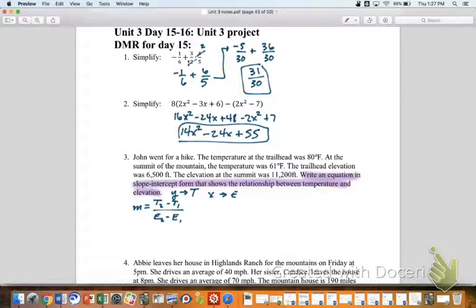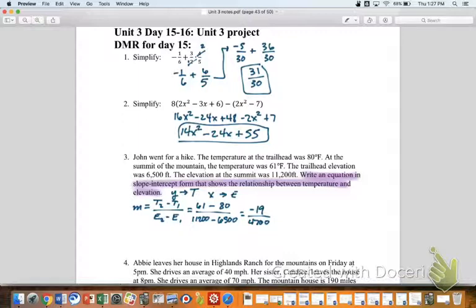My T2 would be 61 degrees Fahrenheit. My T1 would be 80. 11,200 would go with elevation 2. Elevation 1 would be 6,500. And then doing the subtraction here, I'd get negative 19 over, what would it be, 4,700? Okay, so that's my slope.